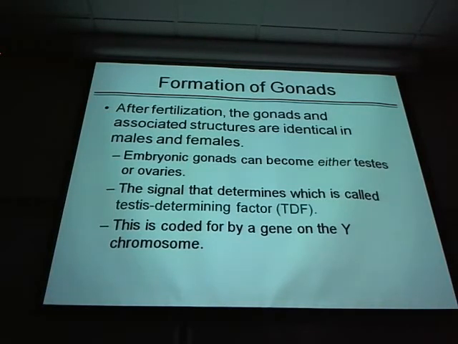Formation of gonads. As the child is developing, for about the first 6 weeks, it could be either male or female. From the Y chromosome, you have the signaling that determines testes or ovary, called testis determining factor. It's coded by a gene on the Y. When the testosterone is produced, it produces testes. If the testosterone is not produced, the testes go away, and you have a female.